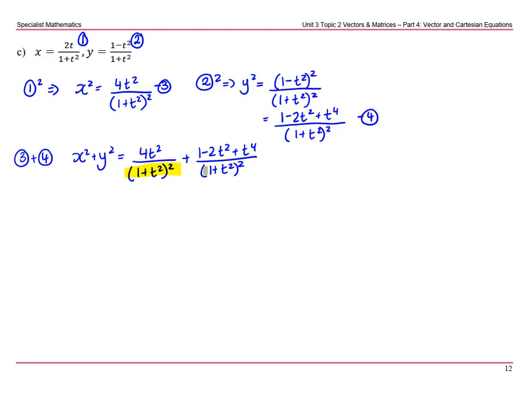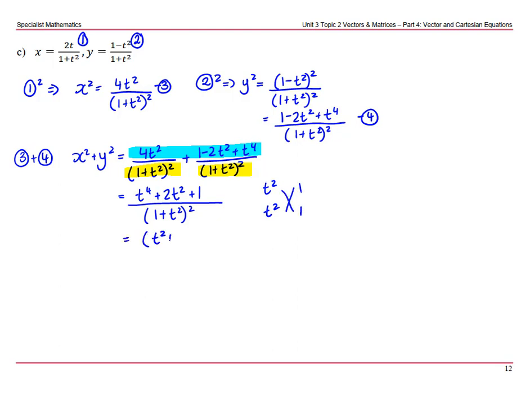Now what you should see is the denominators are the same. So I can bring my numerators together. So I have t to the 4, 4t squared minus 2t squared is plus 2t squared, plus 1, all over (1 plus t squared) all squared. And then I can factorize the numerator, t squared, 1 and 1. So that's (t squared plus 1) all squared over (1 plus t squared) all squared.